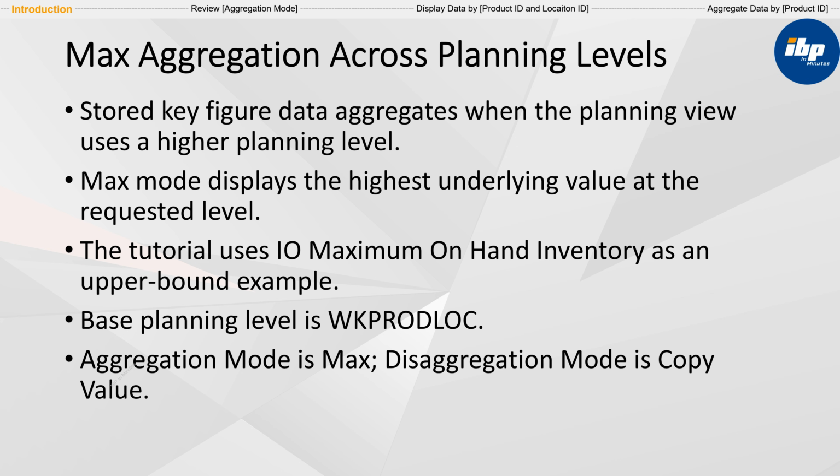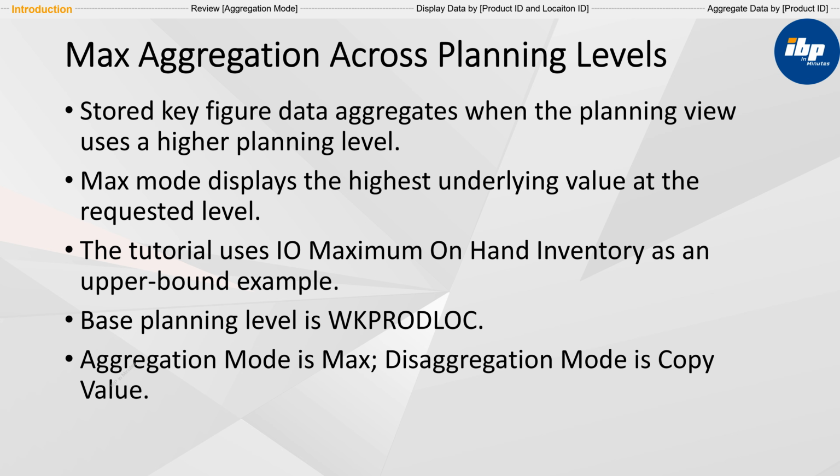First, review the objective. The introduction slide explains that stored key figure data aggregates when a planning view uses a higher planning level, and max mode displays the highest underlying value at the requested level. In this example, IO maximum on-hand inventory is used as an upper bound key figure with base planning level PRODLOC and disaggregation mode copy value.